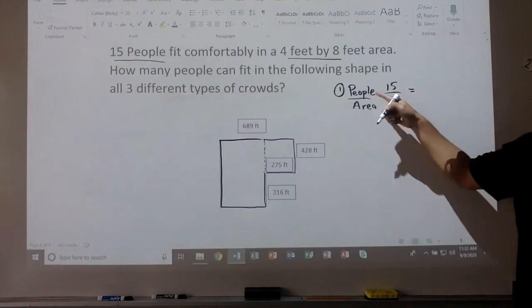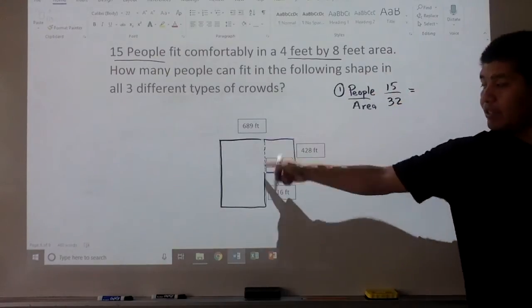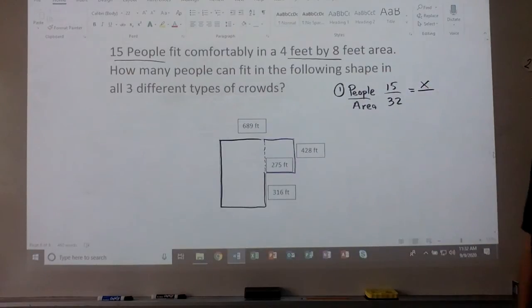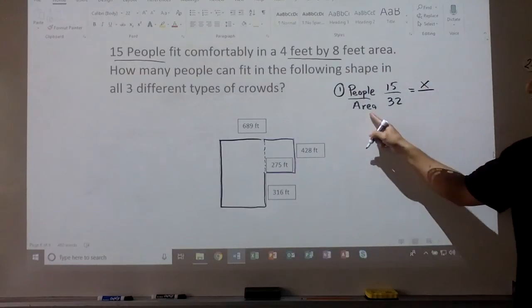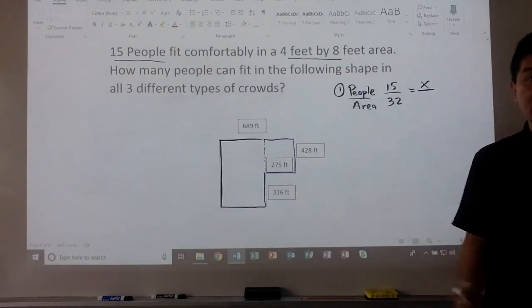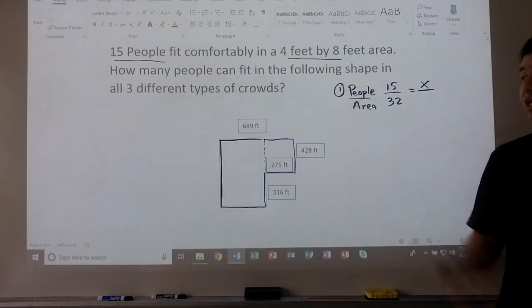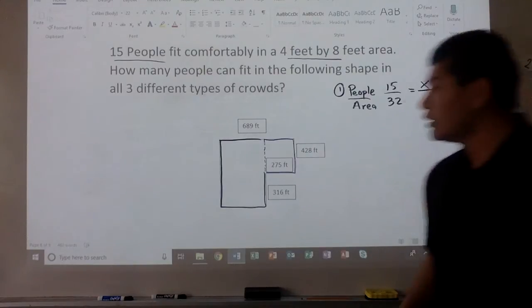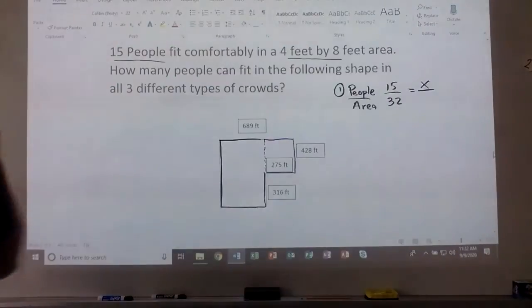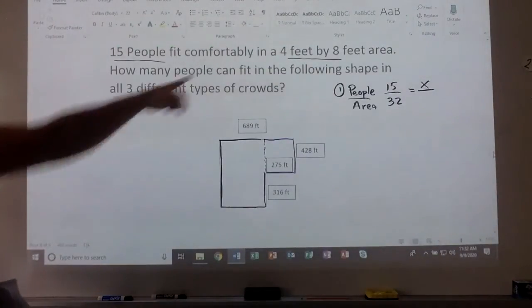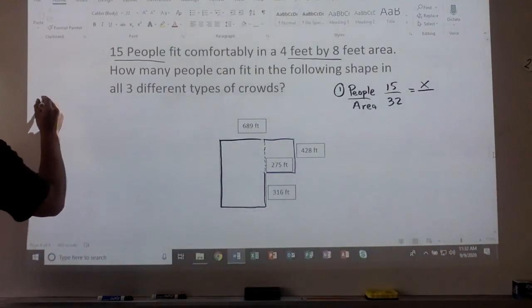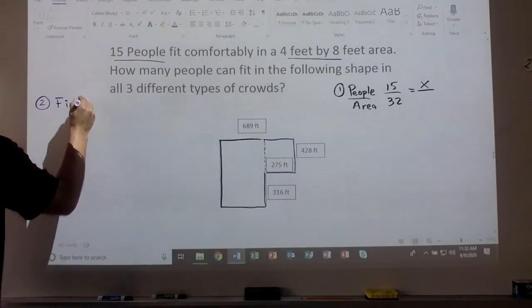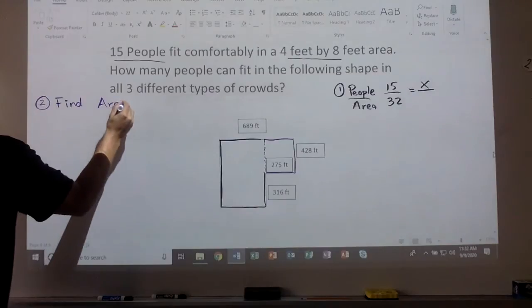On the other side, I am trying to figure out how many people fit there. So that will always be the missing piece. I have area. Based on this, can I go ahead and find the area? That's what I'm going to do on the other side. So bear with me. Let's do this. So that was my first step. This will be my second step. Find the areas.